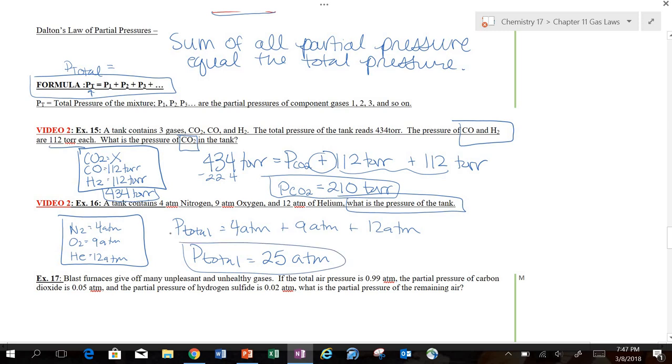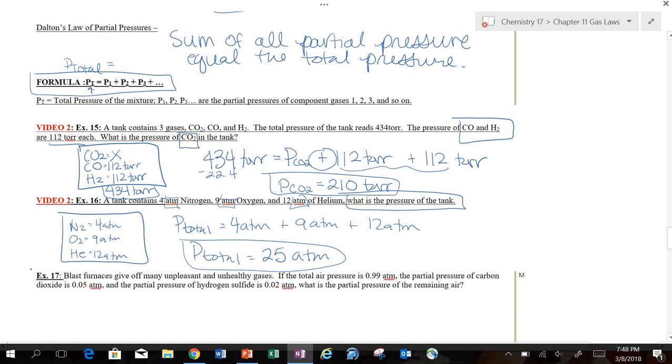Again, all you're doing is figuring out which one is the total pressure. Check your units. These are simple because they're all in atm, so we don't have to do any conversions. If they weren't, we would have to make sure they match. And this is our final answer. So again, Dalton's law seems to be a little easier.